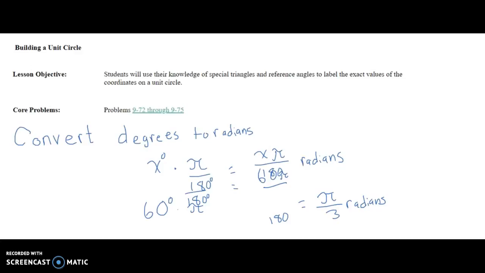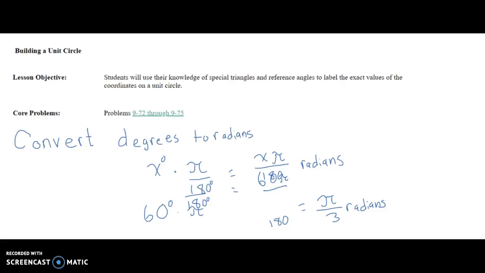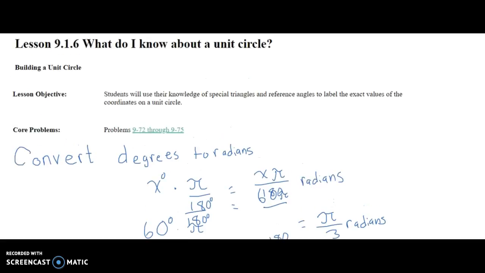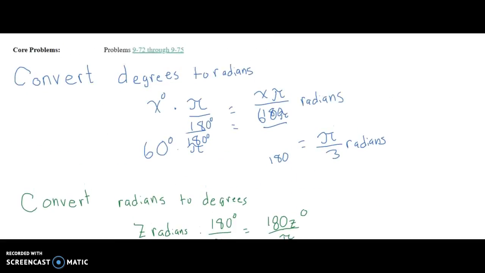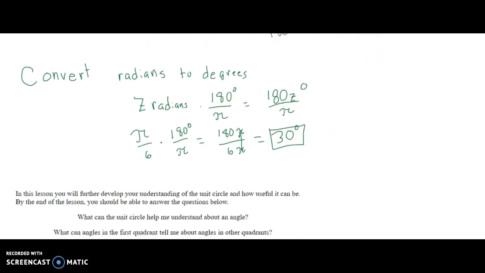So first off, the objective here, once again, is for us to use our knowledge of special triangles and reference angles to label the exact values of the coordinates on a unit circle. A unit circle is a circle with a radius of 1, and we did an example of converting degrees to radians or radians to degrees. If you need that refresher, you're welcome to go back to Google Classroom or find the prior video to see how I worked those problems.